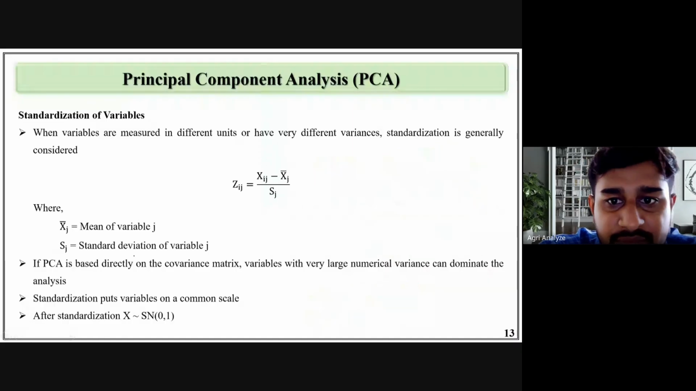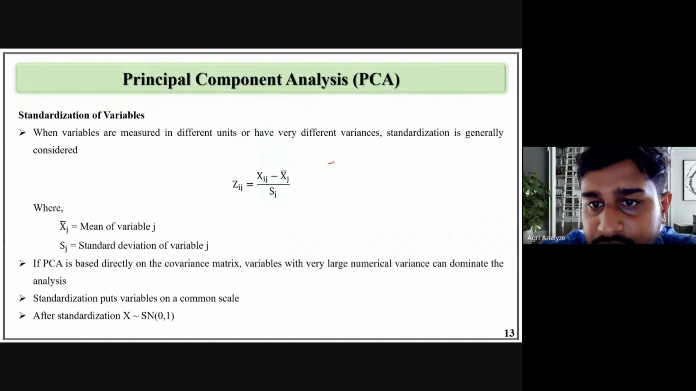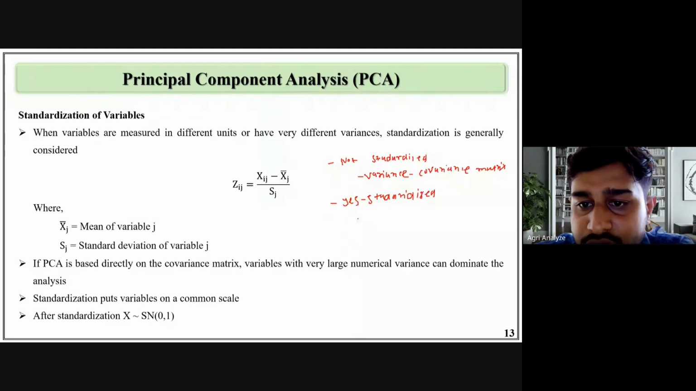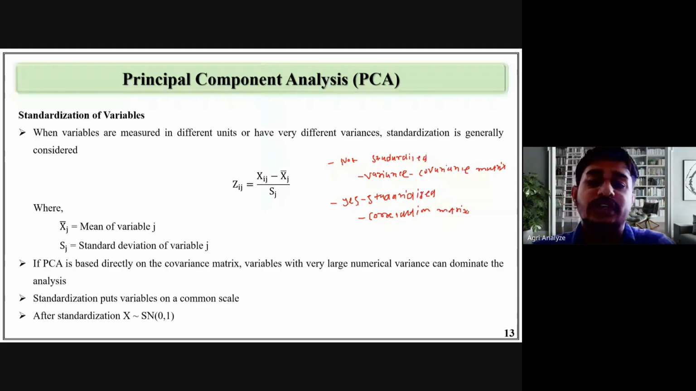Here, this is for example, or exam purpose. If you do not standardize your data, then you have to perform PCA using the variance covariance matrix. If you standardize your data, and yes, we have to standardize our data, then we use the correlation matrix. It is also known as the variance covariance matrix, but also known as the correlation matrix.